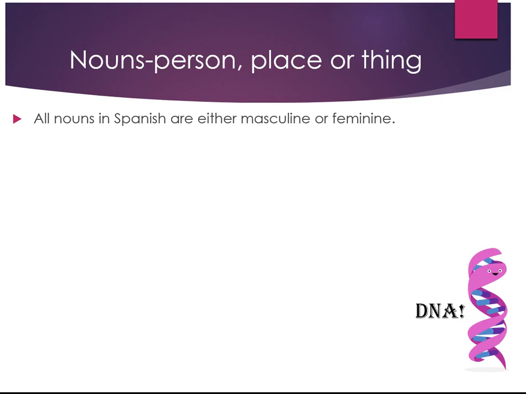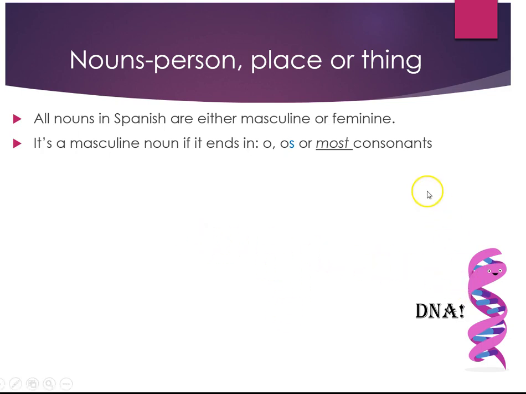Now remember, it's a different language, and you should be thinking in terms of ideas and not word-to-word translation. Just know that in Spanish, everything has a gender. So if it's a masculine noun, it's going to end in an O, or most consonants, or an OS if we make it plural. For example, libro is masculine because it ends in an O. Libros is still masculine even though we added an S on it to make it plural.